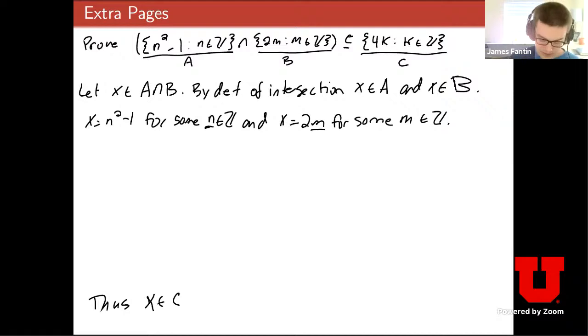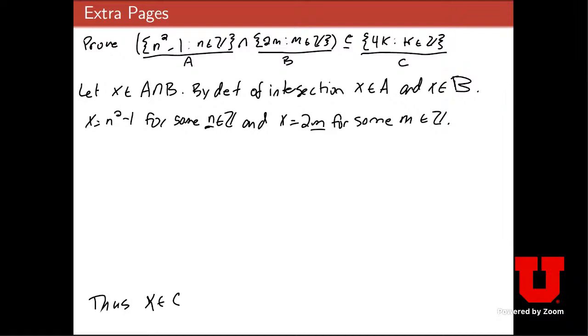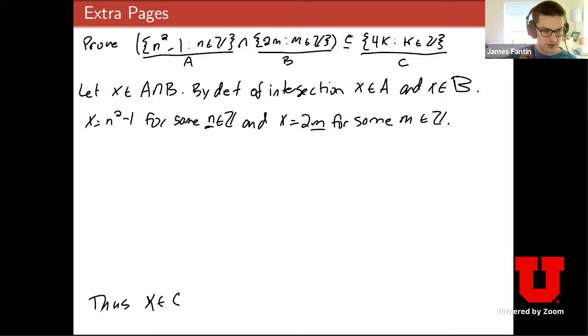Okay, so now we've got x is equal to n squared minus 1 and x is equal to 2m. What's the approach we should take? I would see if x equals n squared minus 1, do 2 cases, n is odd and n is even, and then see how that goes. We could do that, but there's a little bit more straightforward path here.